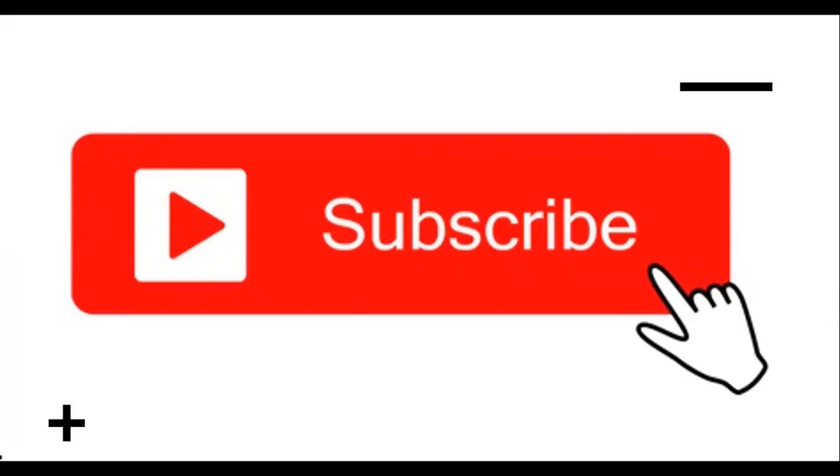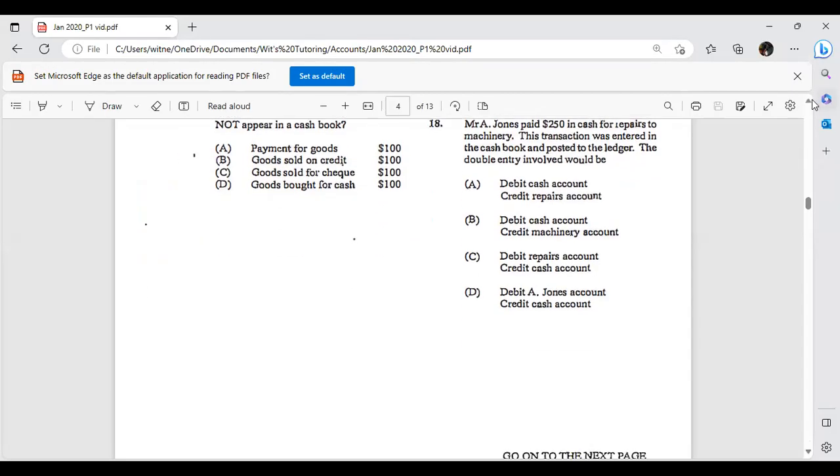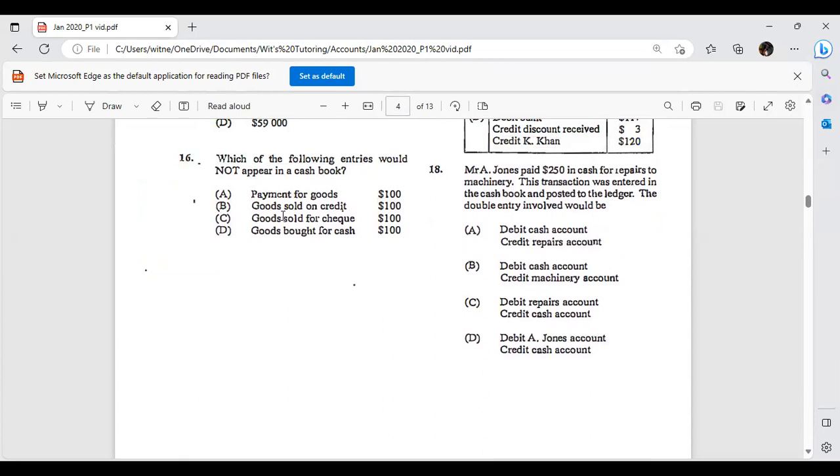So we're picking up at number 16. It says, which of the following entries would not appear in a cash book? Remember, our cash book shows receipts and payments. Pay attention to the keyword: will not appear in a cash book. Payment for goods. The cash book shows money coming in, money going out. Payment for goods will be money going out.